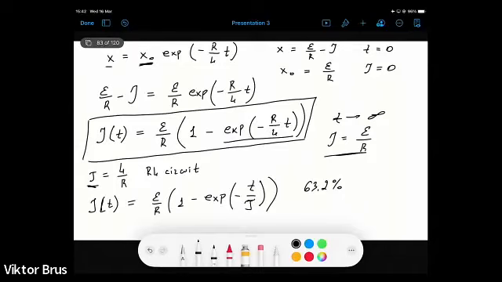And this 63.2% comes from the unity minus Euler's number in minus first power. Because if we substitute instead of t this time constant tau, this is what we get. It's unity minus exponent in the power minus 1.